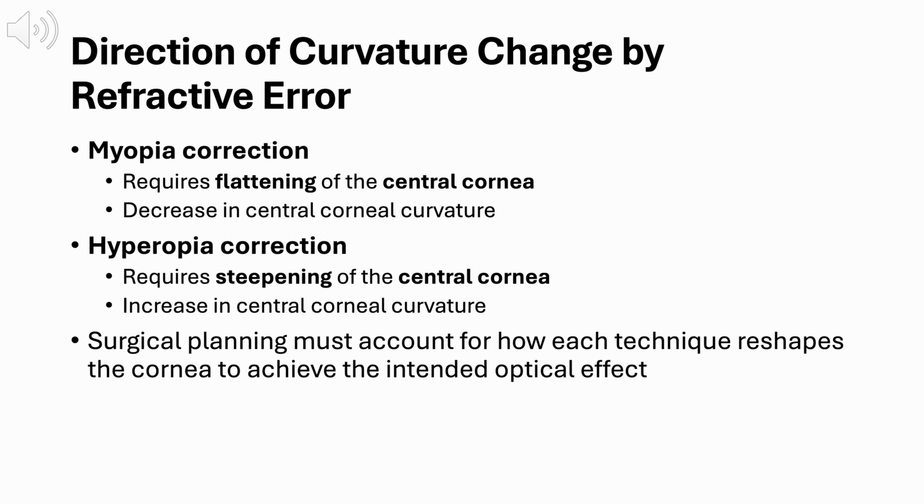Because these shape changes are fundamentally different, surgical planning has to account for how each technique reshapes the cornea to produce the intended optical effect. The same procedure can behave very differently depending on whether the goal is flattening or steepening, with important biomechanical consequences.